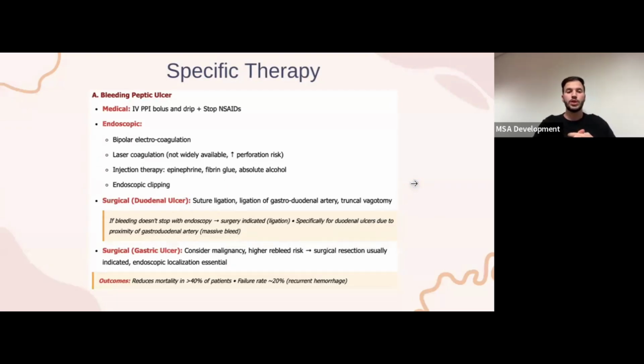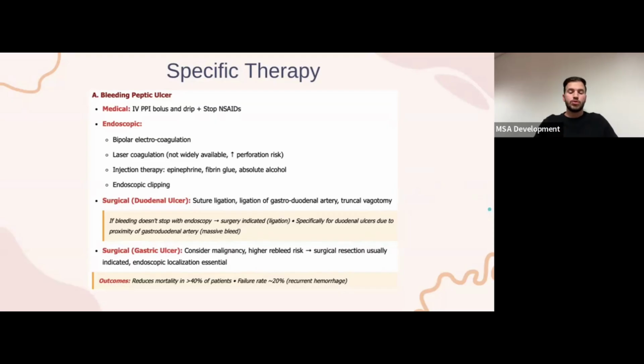For the endoscopy, we do have thermal, injection, and mechanical therapies. The first two are thermal: the bipolar electrocoagulation and the laser coagulation. The third one is injection therapy: epinephrine, fibrin glue, and absolute alcohol. And the last one is a mechanical therapy, which is endoscopic clipping.